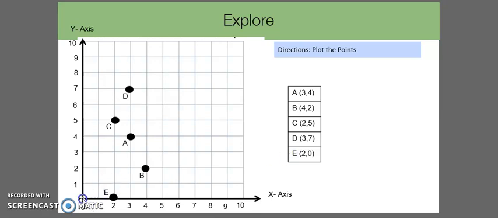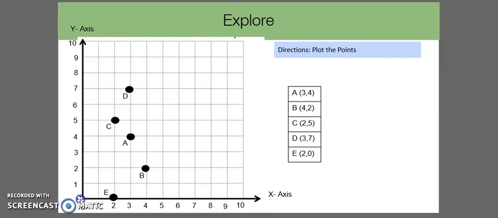Okay, we start at the origin. The 2 tells us we're going to move 2 spaces on the x, and then the y tells us we're going to move 0 spaces. Since we're moving 0 spaces, we're not moving anywhere, so we stay at this point and we plot it as E.